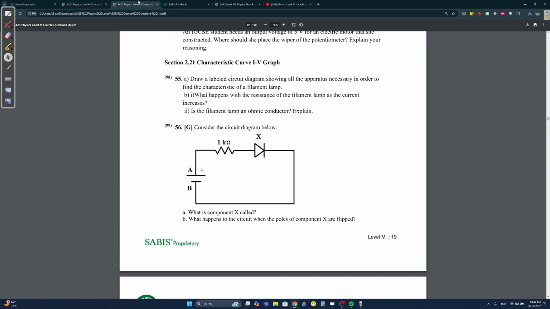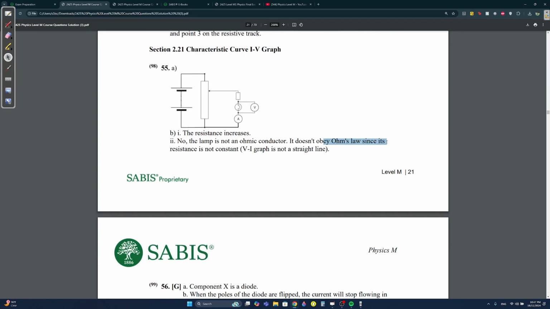Is the filament lamp an ohmic conductor? No, right? Why isn't it an ohmic conductor? Look at its graph. It's curved. An ohmic conductor is one that obeys Ohm's law. The filament lamp doesn't obey Ohm's law since its resistance is not constant. It has to be a straight graph, like this. Look how it looks. It may be straight over here, but at its ends, it's not straight.